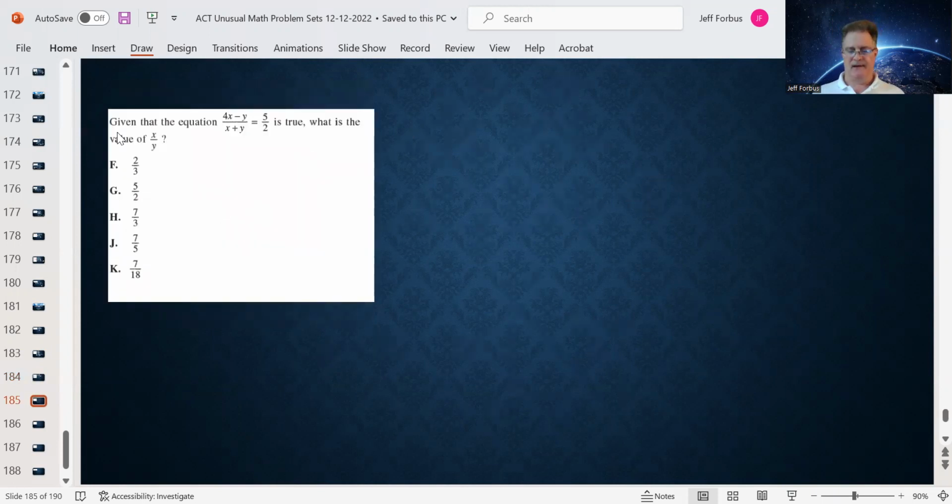People just kind of freeze when they get some letters associated the way they are here in this proportion. But you still work with it the same way. So we got 4x minus y over x plus y is equal to 5/2. Well, you just simply cross multiply and divide. So we're going to say 2 times 4x minus y is equal to 5 times x plus y.